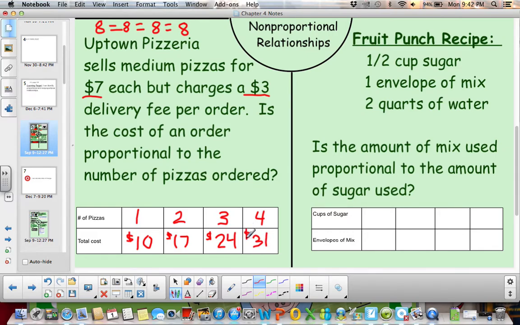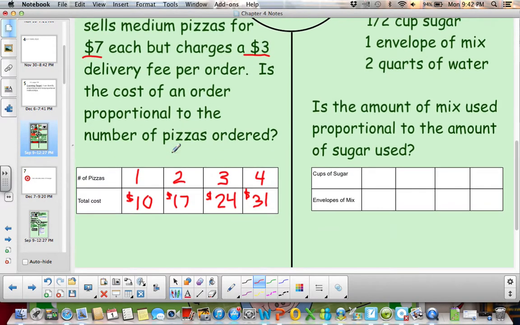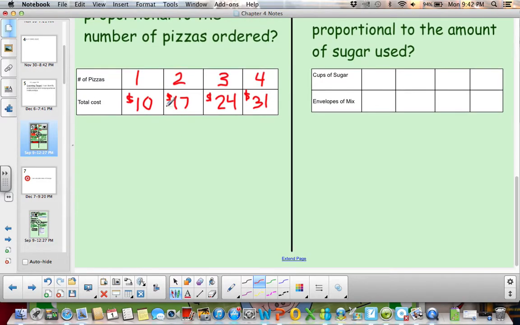So I'm going to do the same thing that I did with the pizza question above. I'm going to make ratios with my total cost and number of pizzas. So I'm going to put my cost on top because it's telling me that it's $10 for one pizza. So this is called our unit rate because it's $10 for one pizza. Then I have $17 for two. $24 for three, and then $31 for four.